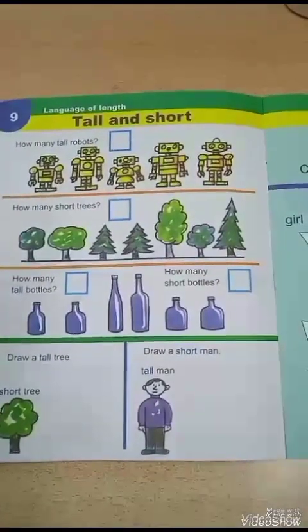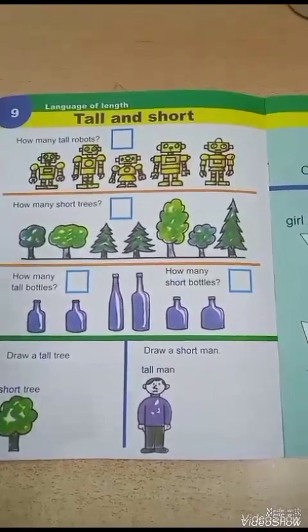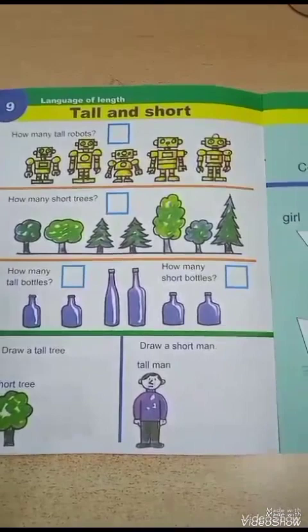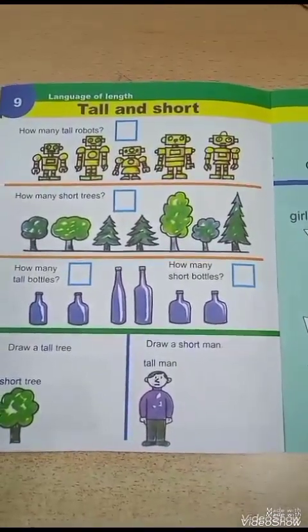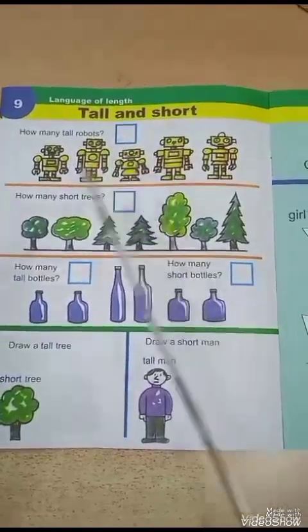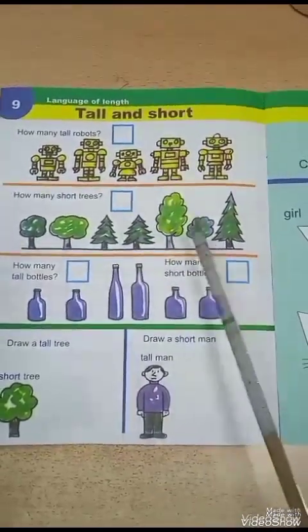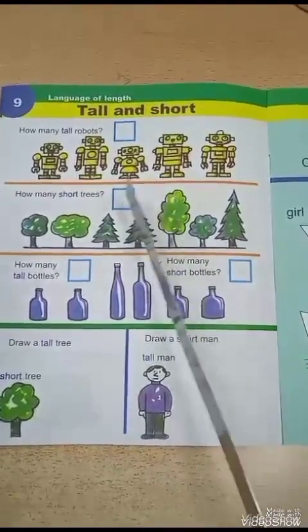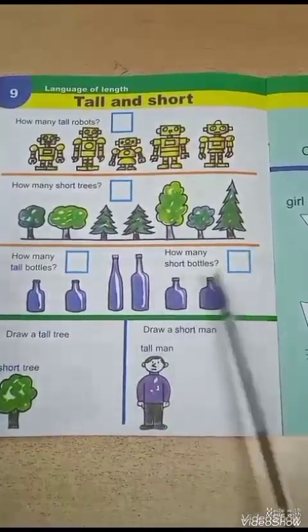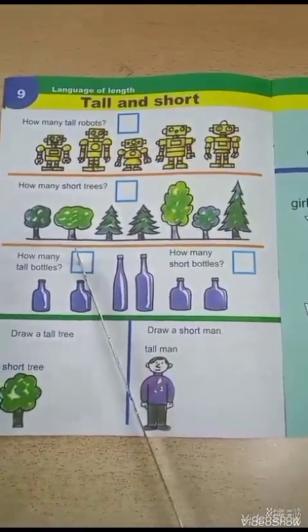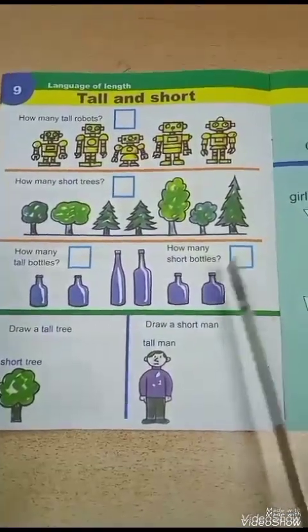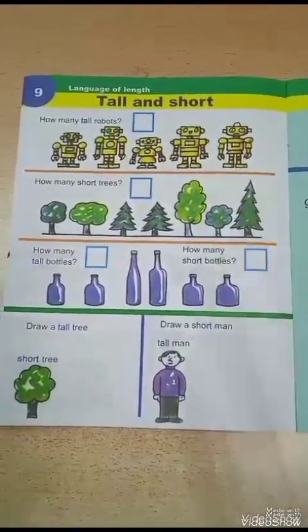And here we have another activity for tall and short that we have learned yesterday. You have to count the tall robots and then you have to write it over here, and then you have to find out the short trees and you will write it over here, and then we have to count the tall bottles and we will write it over here, and then we have to find out the short bottles and we will write it over here.